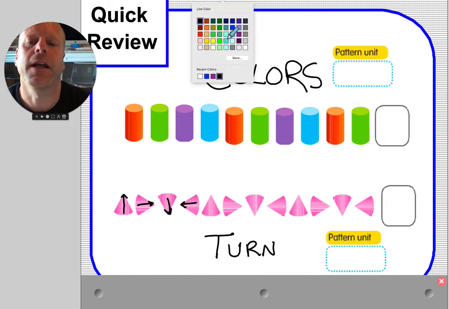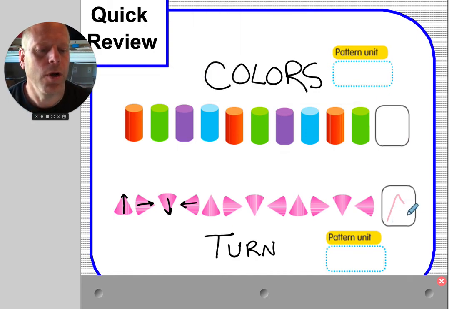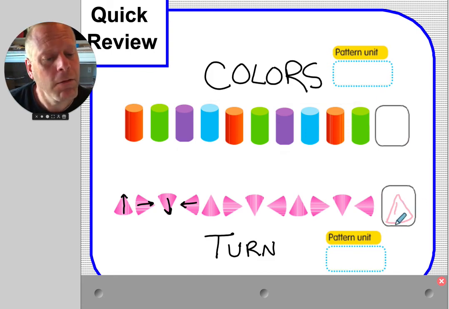Let's see if I can't draw this one. Pretty good at drawing cones from all the ice cream I eat.